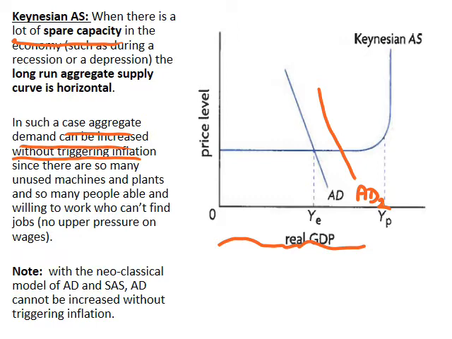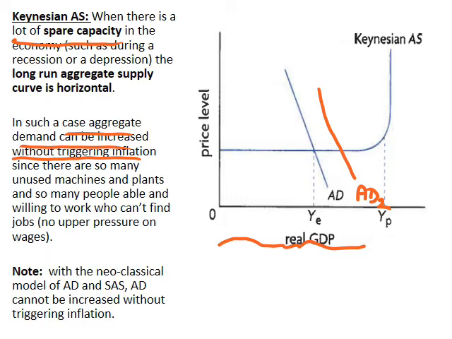pressure on wages. So if a firm wanted to increase its output, it's not going to have workers clamoring for higher wages, because there are so many workers behind them, so desperate to get a job, they'd be perfectly happy to get your job at your wage and not ask for more. And furthermore, if there are a lot of unused machines and factories, firms don't have to have any capital outlay to increase production, because they've got these unused machines that they can readily use without having to spend any more money.